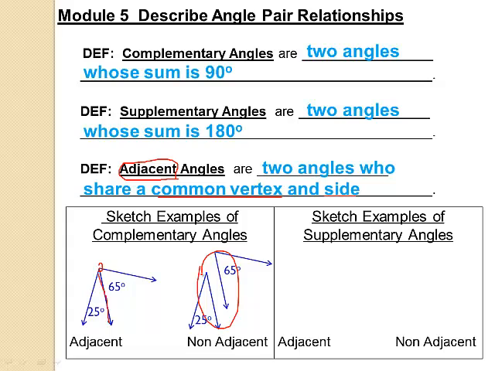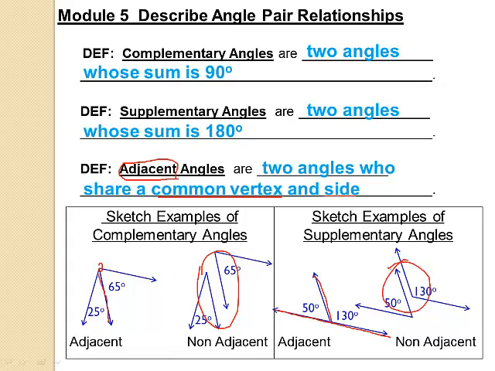Sketch examples of supplementary angles. Just think of adjacent supplementary angles as like a line with a ray coming out of it. So here's your line, and you have just kind of a random ray coming out of it. 50 degrees and 130 degrees is one example. There are many more, obviously. And here's an example of non-adjacent because they are not next to each other, not sharing a ray or side, or a common vertex.